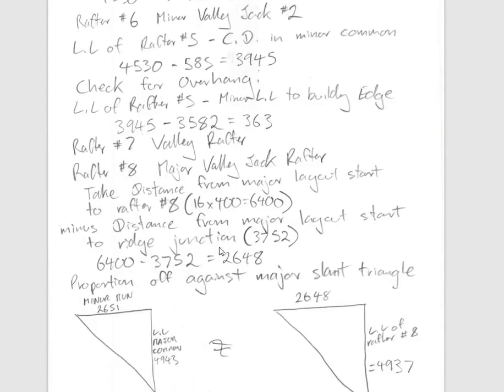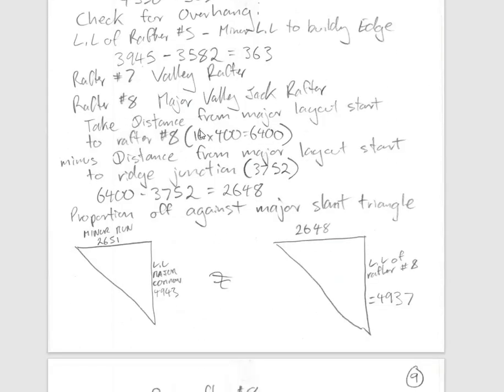Okay, where are we? There we go. Major valley jack rafter. I haven't numbered it. You can number it if you want to, but as long as we know which one we're referring to. There's that distance, 16 spaces times the 400. Then the distance from the layout start to the ridge, 3752. The difference between those, 2648. There's your 2648. Proportioned off against your major slant triangle will give us the line length of the rafter, which ends up being 4937. So just 6 mil difference from a full rafter.